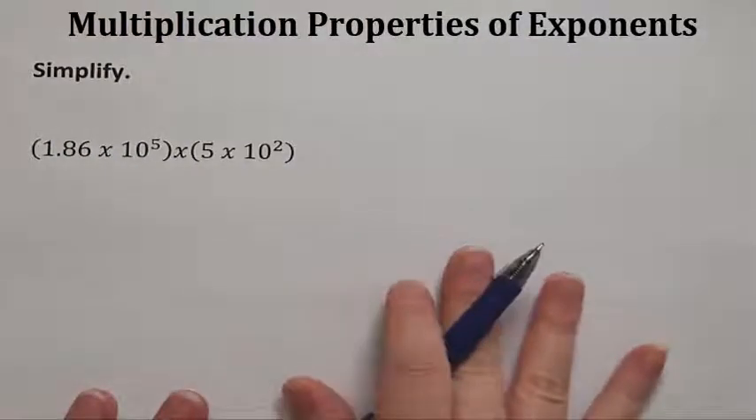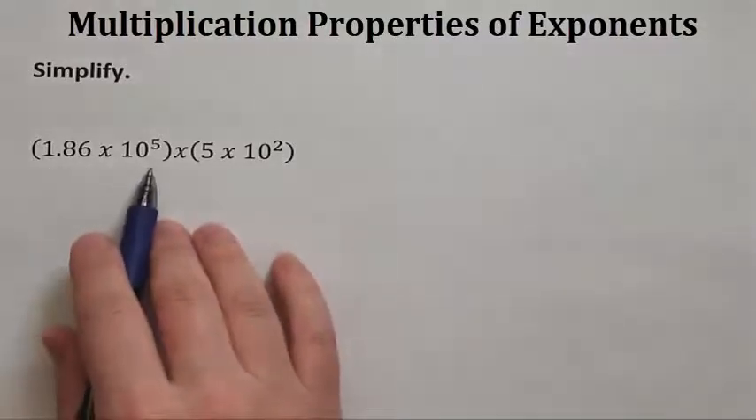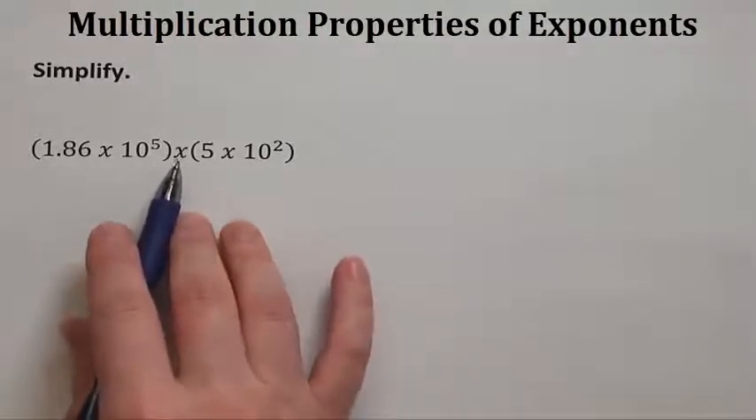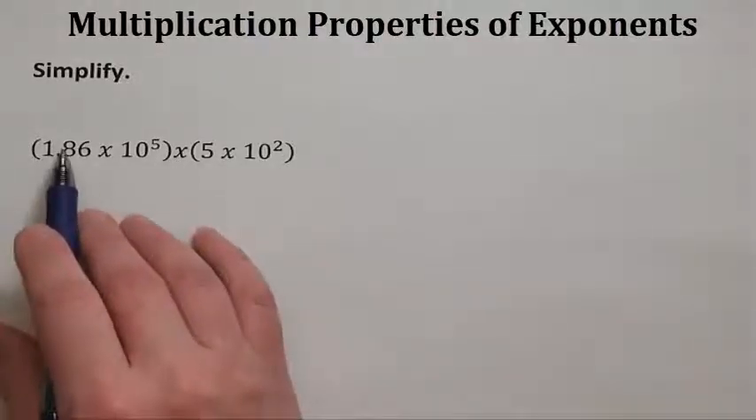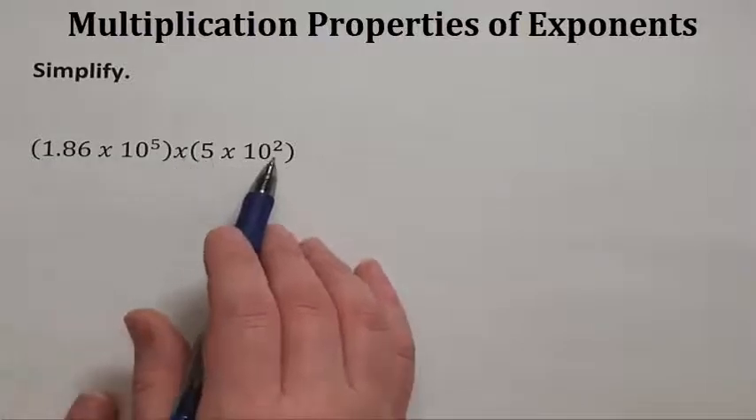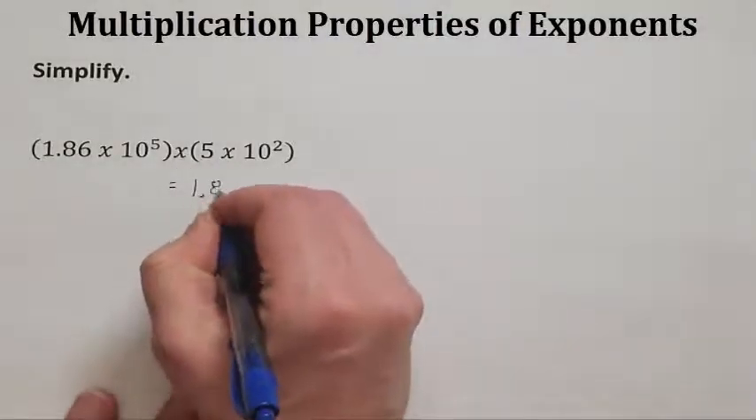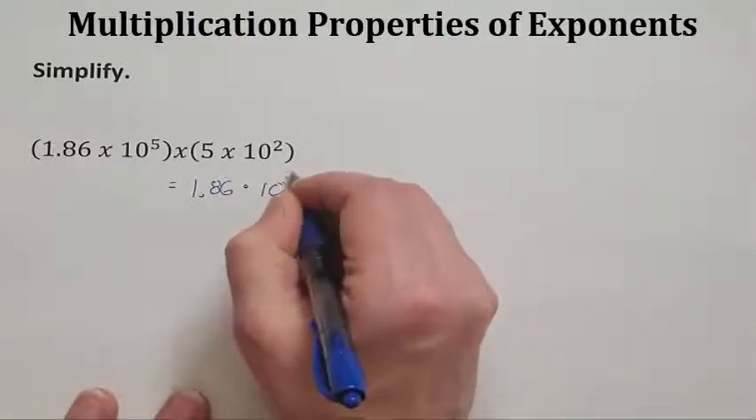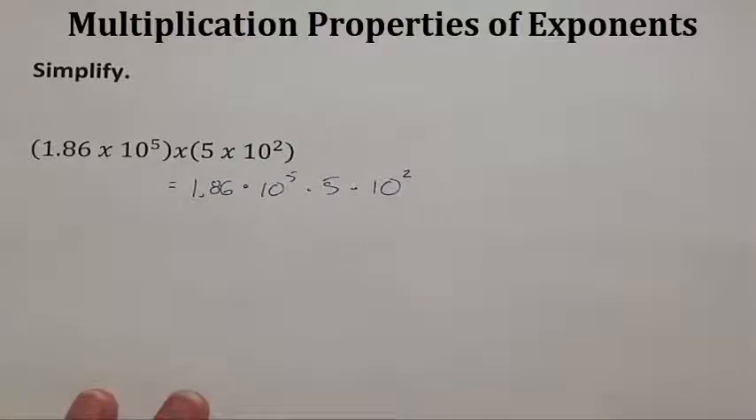And I'm done. Now, how can we apply this rule to problems that are written in scientific notation? I have a scientific notation problem being multiplied to another scientific multiplication problem. So I just see a number times a number times a number times a number. So if we wanted to write this out a different way, I saw a number times a number times a number times a number. I see nothing but multiplication.